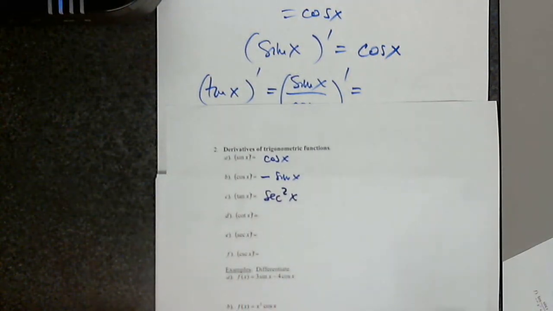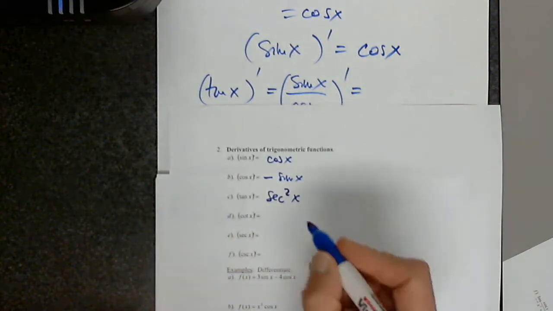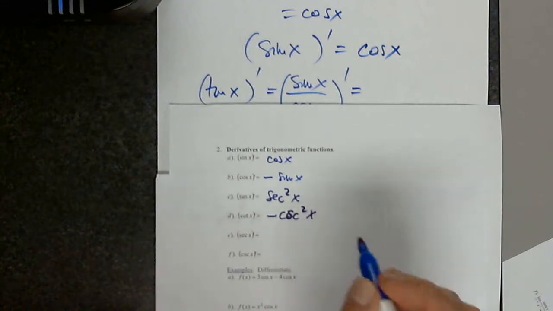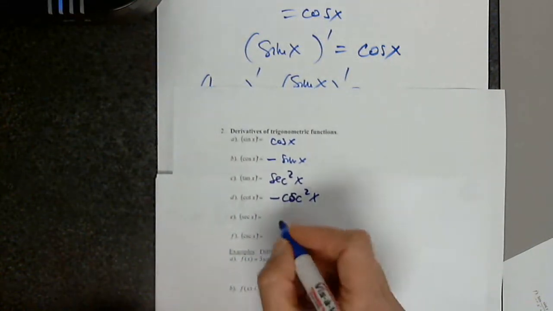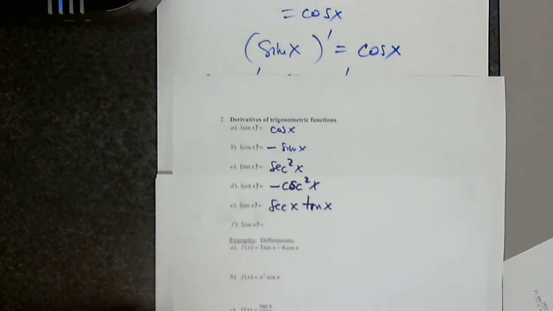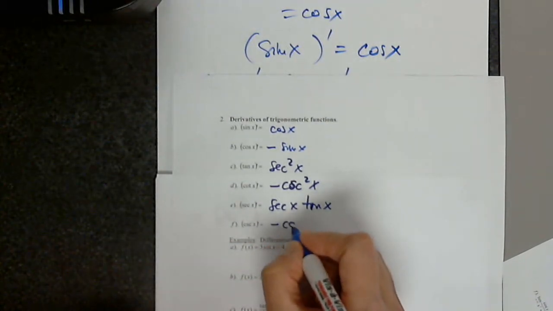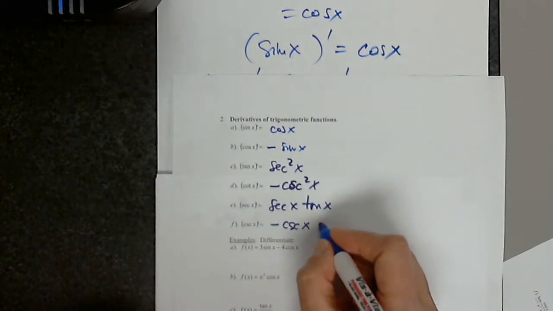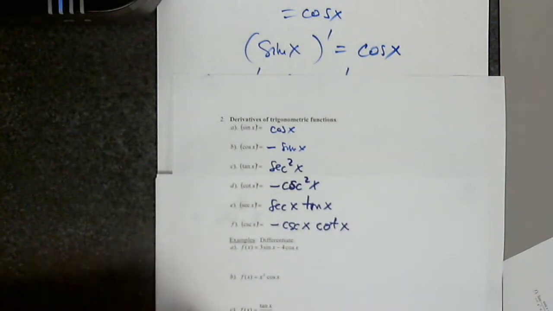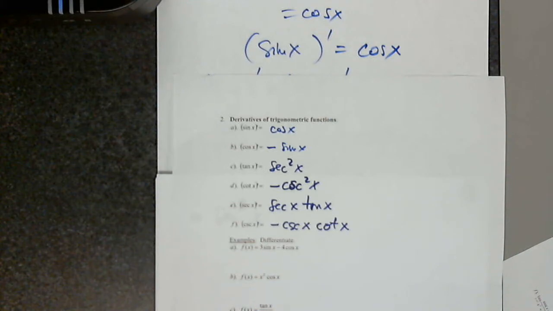In the same way, we can determine the other ones. Cotangent will be negative cosecant squared. Secant prime is secant tangent. And cosecant prime is negative cosecant cotangent x. Let's prove one more, whichever you want.